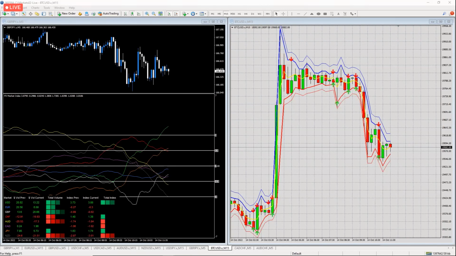So we have the edge. We have the huge edge in the market because you are never going against the money in the market. You're not going against the trend in the market. So that puts you at the top 5% in the market. Top 5%.